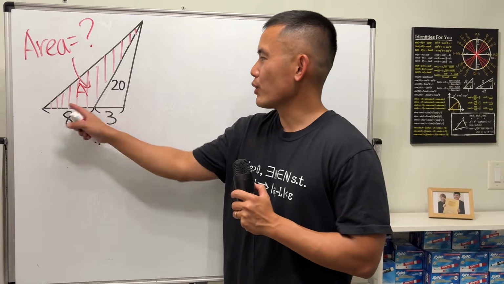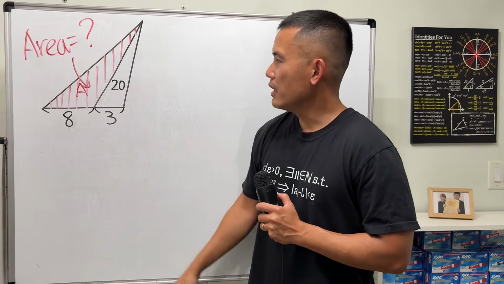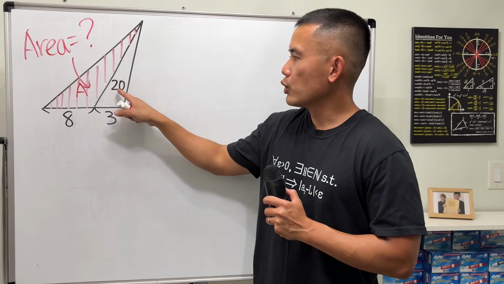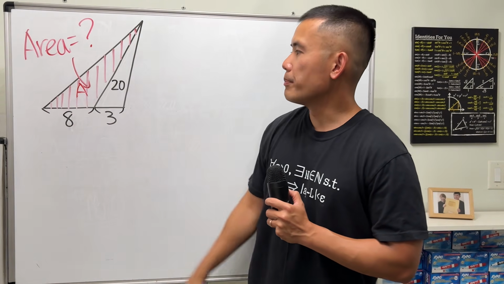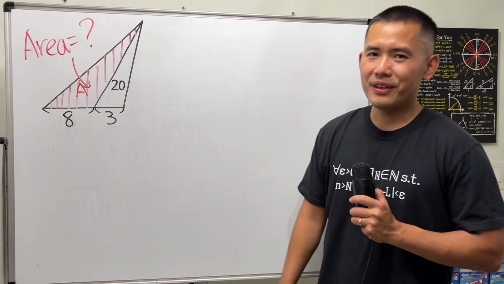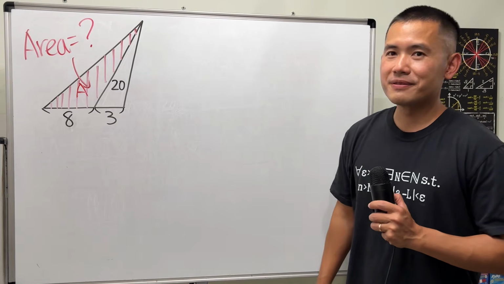Here we have this big triangle, and we know that this side right here is 8, this side is 3. This area is 20. The goal is to find out the area of the red part. So what do you think? Yeah, make sure you pause the video first, try it before you watch the solution.